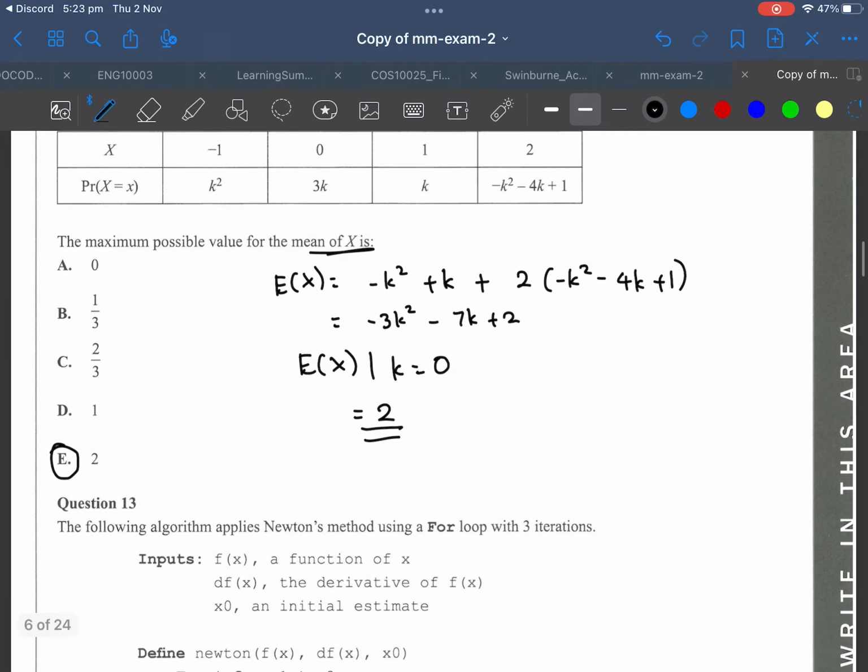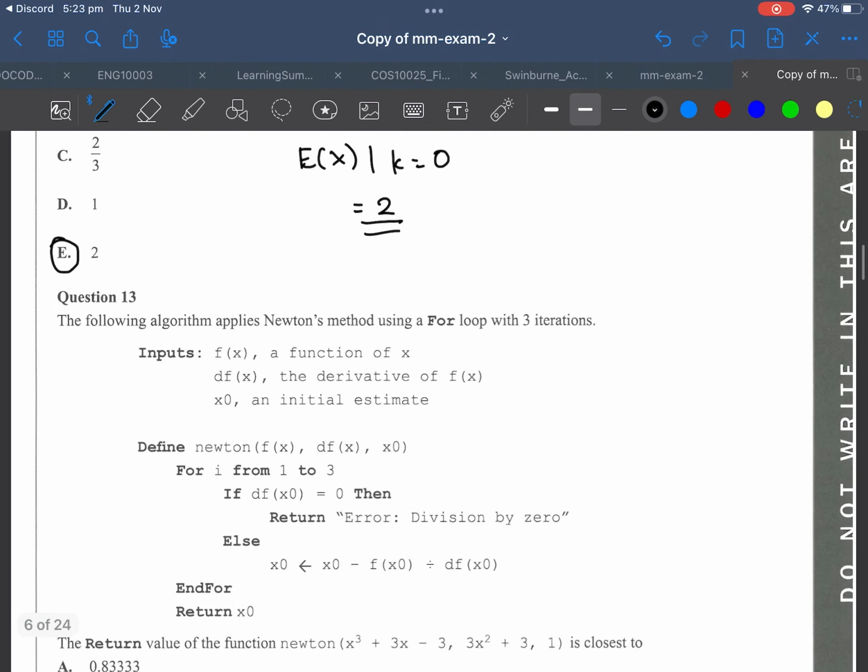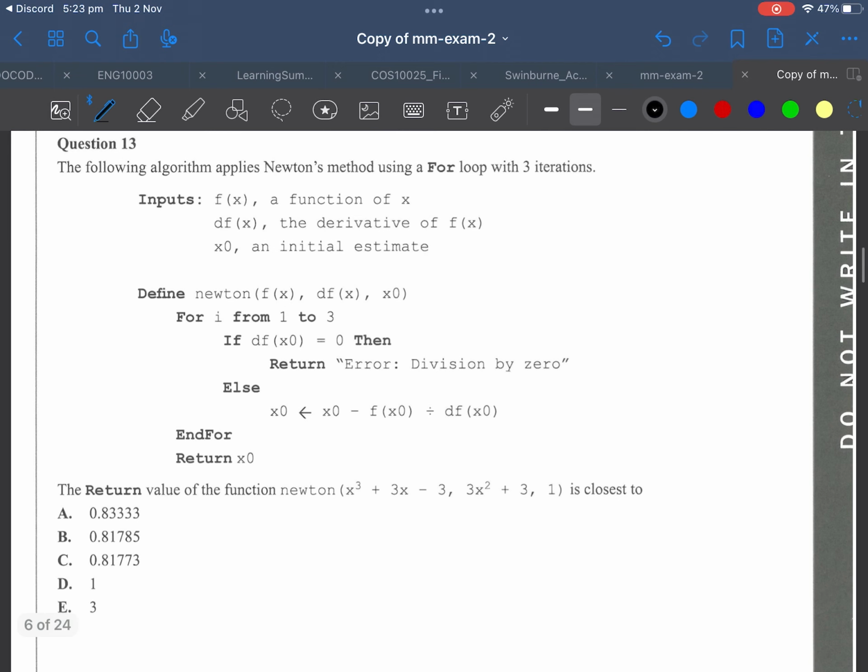Okay, so let us move on to question number 13. Okay, if my iPad cooperates. Cool. So this is a pseudocode question. This is pain, but it's alright. No pain, no gain. Sorry. Okay, so this looks like just a Newton method. Okay, yeah, it does say here Newton method.